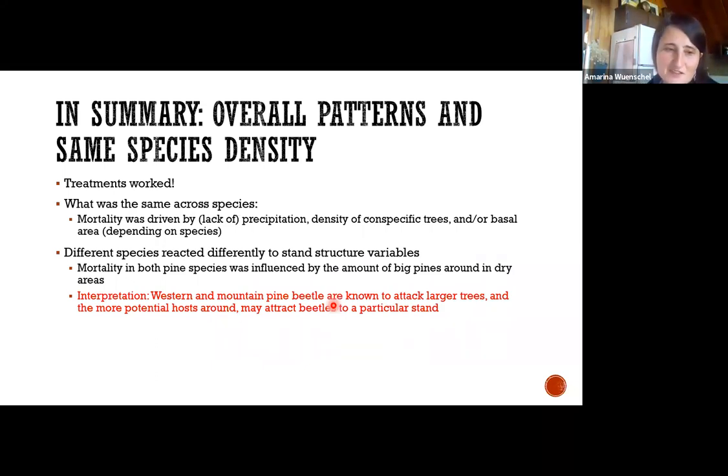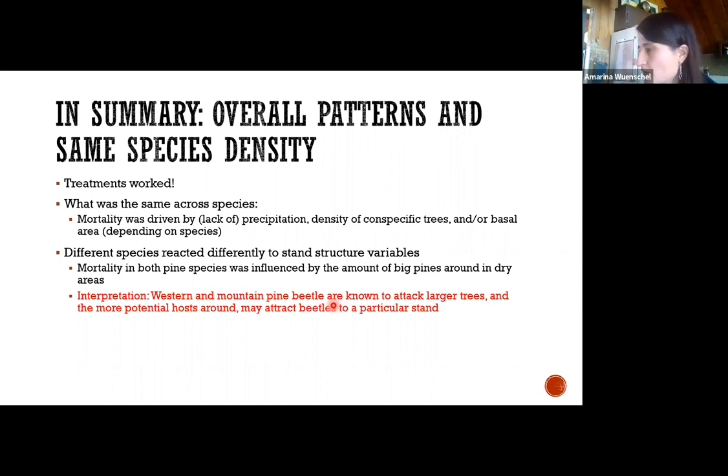So in summary, I'll just recap what I went over so far. Treatments worked. There are a few things that were the same across species. One was that mortality was driven by a lack of precipitation and some structure elements depending on the species, so density of conspecific trees and/or basal area.